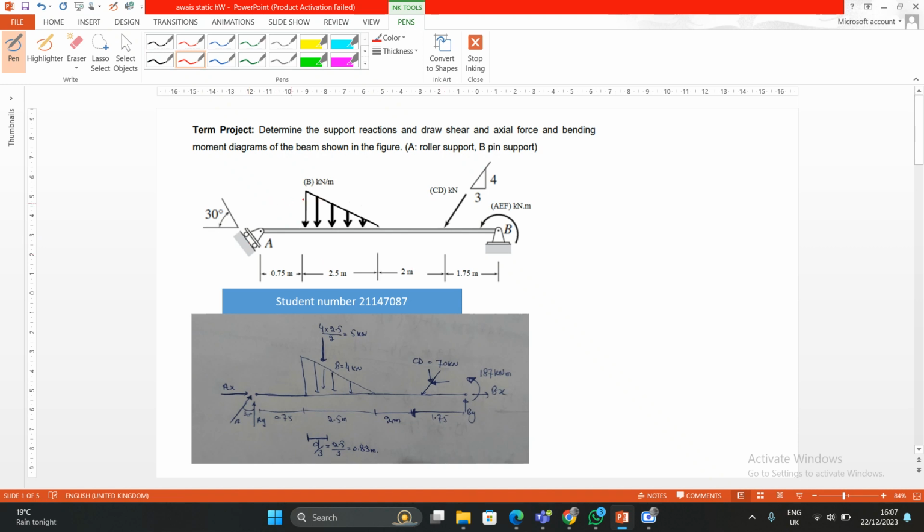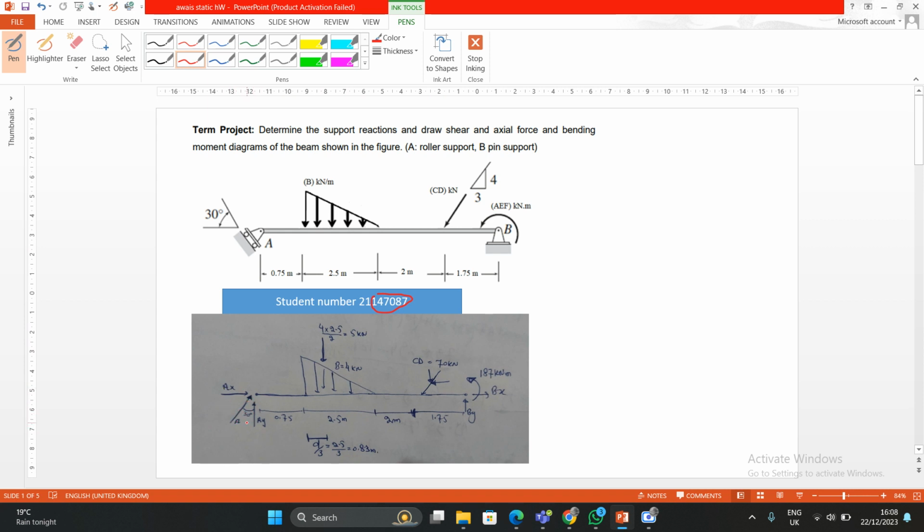So we have here A, B, C, D, the force magnitudes, all of them in terms of A, B, C, D. So our student number here is 21, 14, 70, 87, which is we take the last six digits. So A is 1, B is 4, C and D and E and F. So I draw this free body diagram, where we have roller support but it is at 30 degrees from the y-axis.